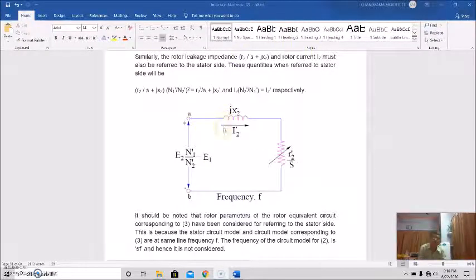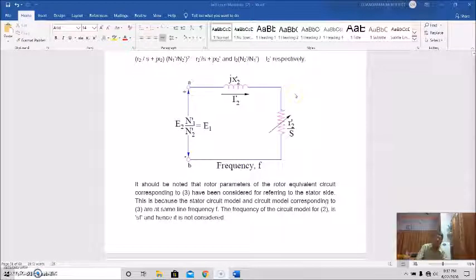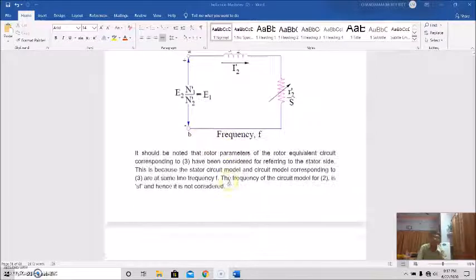And then this will be like this, okay. The corresponding quantities, like in transformers, are transferred with the help of the turns ratio. In the case of resistance, reactance or impedance, it will be multiplied by this ratio squared, and for current it will be multiplied by 1 by this turns ratio, that is N2 dash by N1 dash. So now we can very well combine the stator circuit model and rotor circuit model because they are at the same supply frequency, okay.